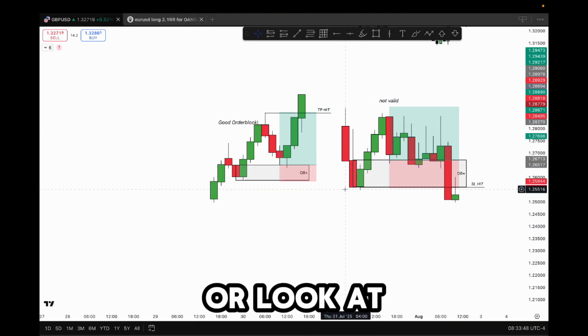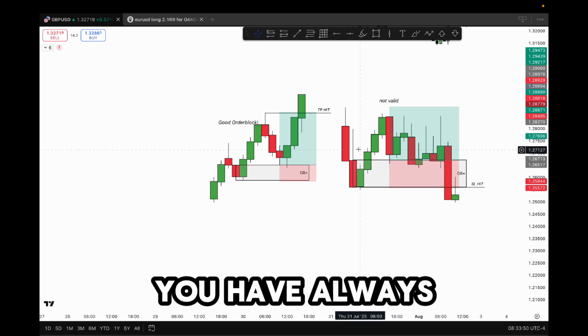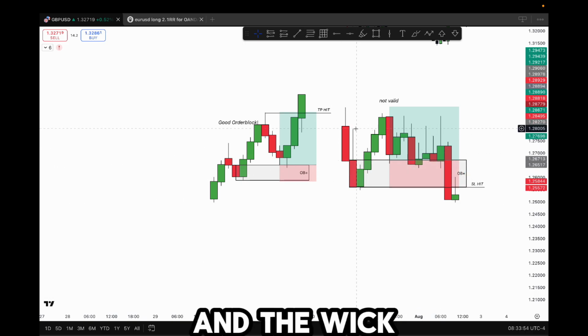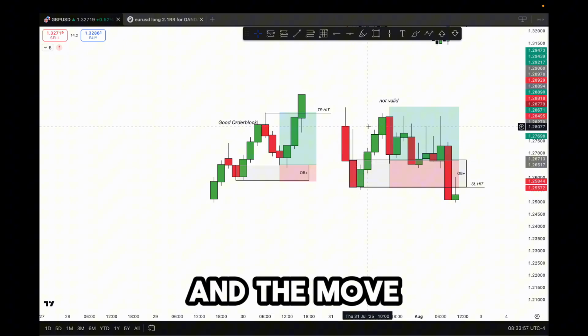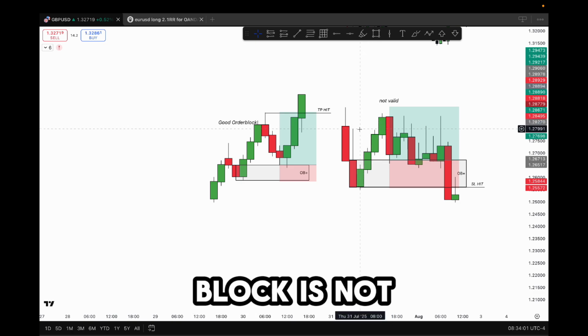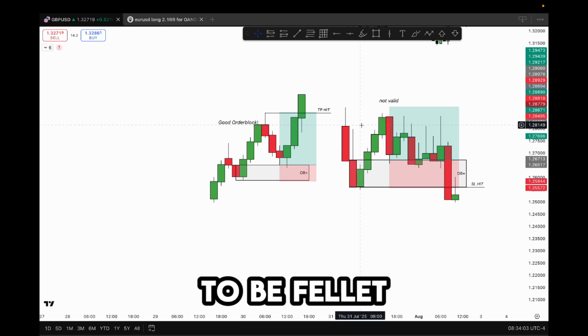If you look at the pips or look at the body, you always have to count, oh, it looks a little bit weird, I will show you like this. You also have to count the wick, and the wick was here and the move just made it out of the wick. So this order block is not valid. It has to be 2 times to be valid.